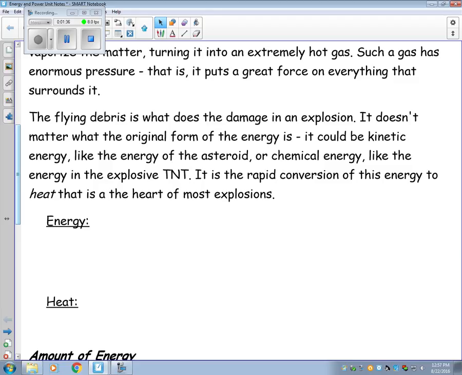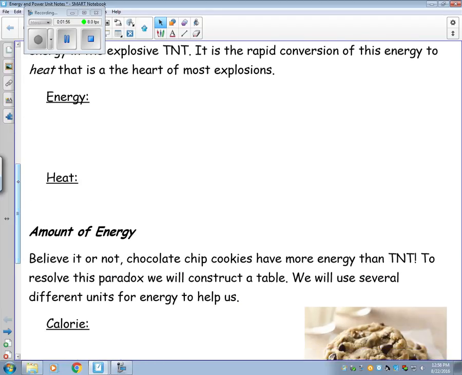So it doesn't really matter what the original form of energy is. It could be kinetic energy, such as the kinetic energy of an asteroid. It could be chemical energy, like the explosives in dynamite or TNT. But it's the rapid conversion of this energy into heat that is at the heart of an explosion. So that brings us to a couple topics. First one is energy.